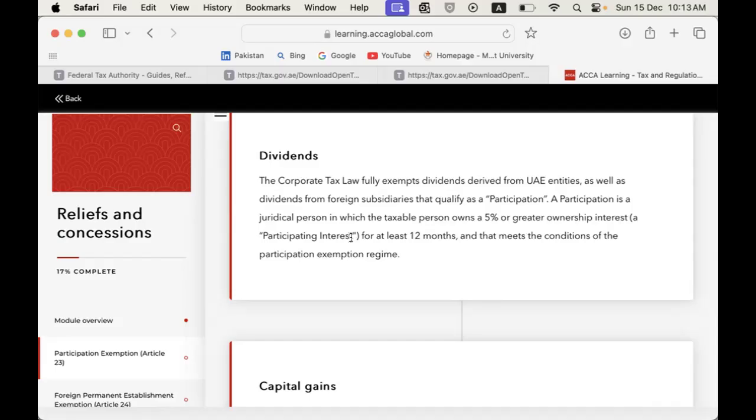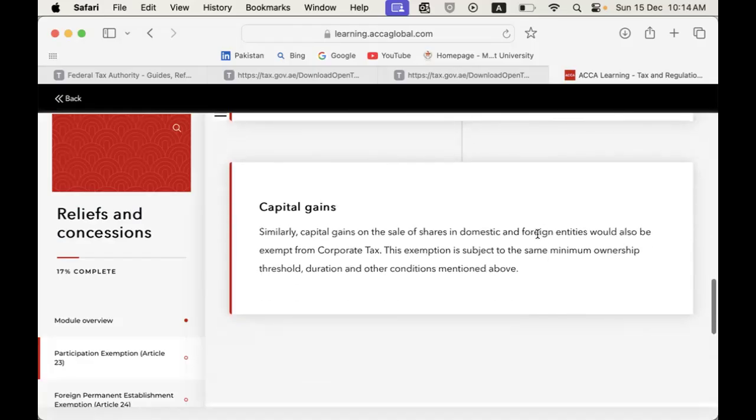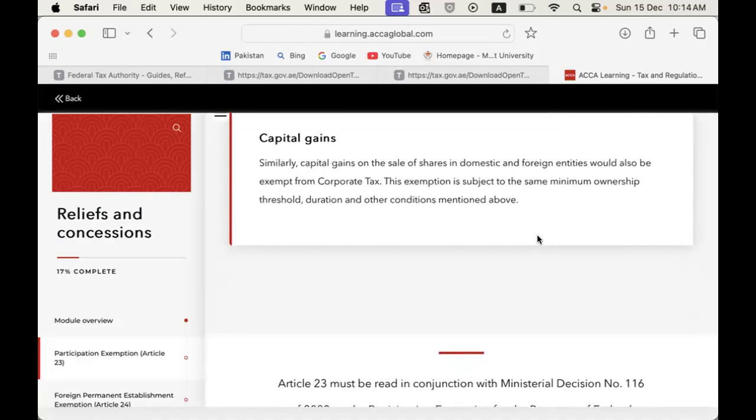So, three terminologies are there: participation exemption, which is exemption granted to a taxpayer when he invests money into a company, which is called a participation. That's the second terminology. And that amount of investment is known as participation interest. But the key point is that this investment should be at least for 12 months. That meets the conditions of the participation regime. So 12-month holding period is a key condition.